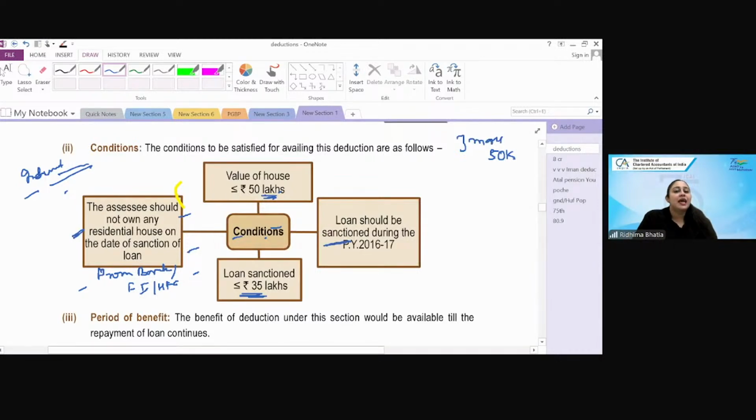And the loan should be sanctioned in previous year 16-17. Now you'll say, ma'am, this is a 7-8 years old deduction, why are we doing it right now? Because the loan was sanctioned then, and when we talk about housing loans, they go for almost 20 years. So this deduction is still relevant, but for those who have taken the loan in financial year 16-17, not for someone who's taking the loan today. They took the loan in financial year 16-17, and obviously are continuing to pay the loan and the interest. So that's why this deduction is very much valid.